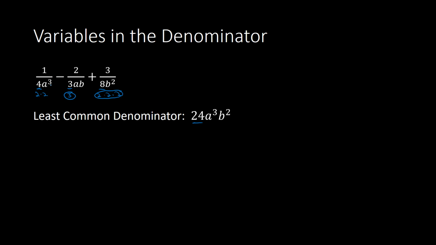And then the variables do the same thing. This one has the most a's, so we take all 3 of the a's. And then this one has the most b's, so we take all of the b's. So your least common denominator would be 24a cubed b squared.